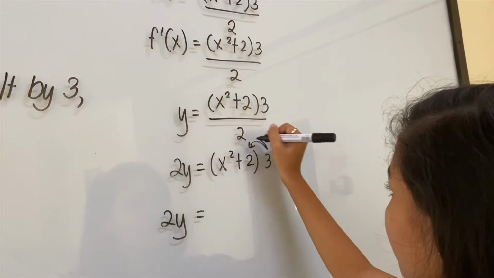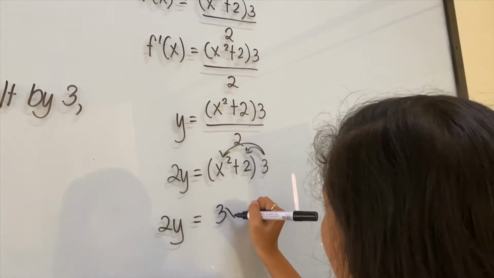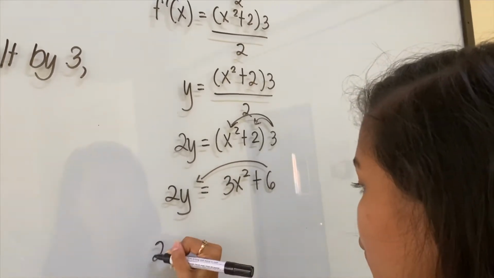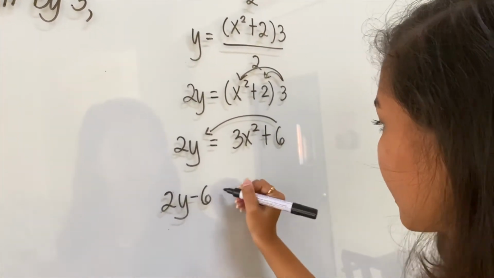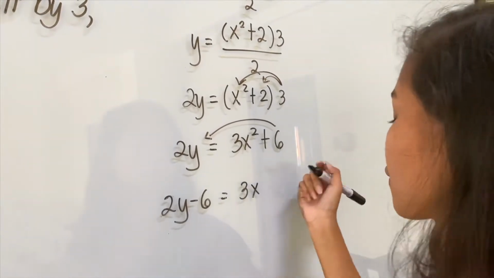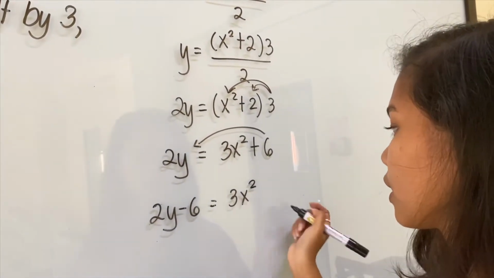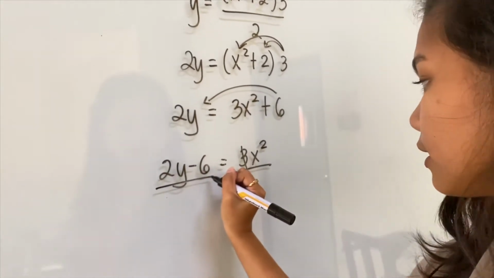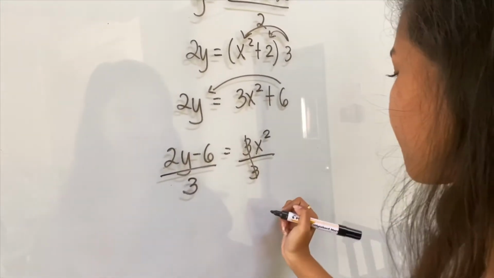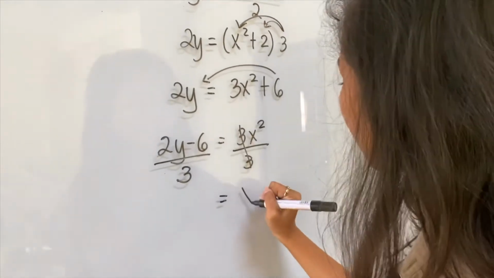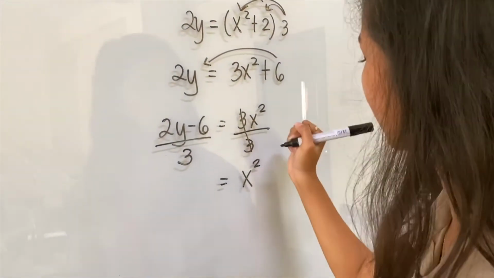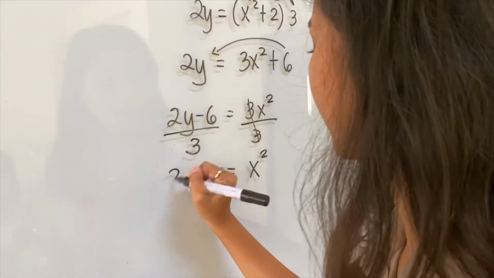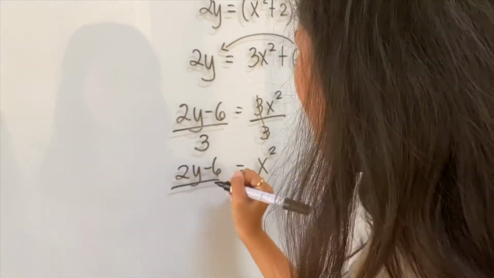Distribute 3, so you will get 3x squared plus 6. Transfer 6, you will get 2y minus 6 is equal to 3x squared. Divide by 3, so you will be able to cancel the 3. The remaining is the x squared here, and the other side is 2y minus 6 over 3.